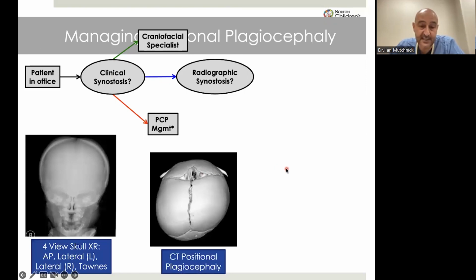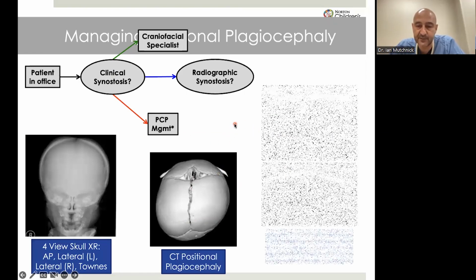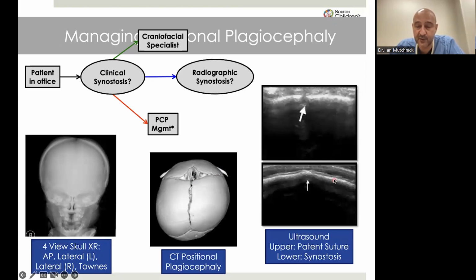You can get a CT scan. This is a CT scan of positional plagiocephaly. You can notice that all the sutures are open, but both of these involve a lot of radiation. You can also do an ultrasound. When you order an ultrasound for this, you have to be very careful to order not a head ultrasound, but a suture ultrasound. And it is very helpful to let the radiologist know what suture you are suspicious of, because they kind of have to do the whole length of it to make sure that it's patent through and through.